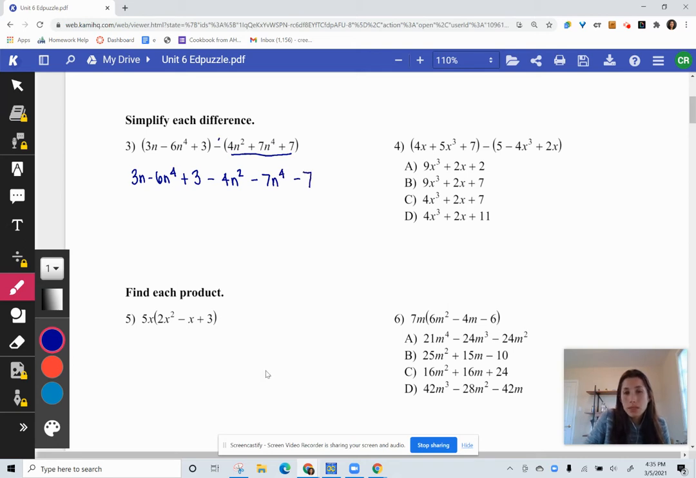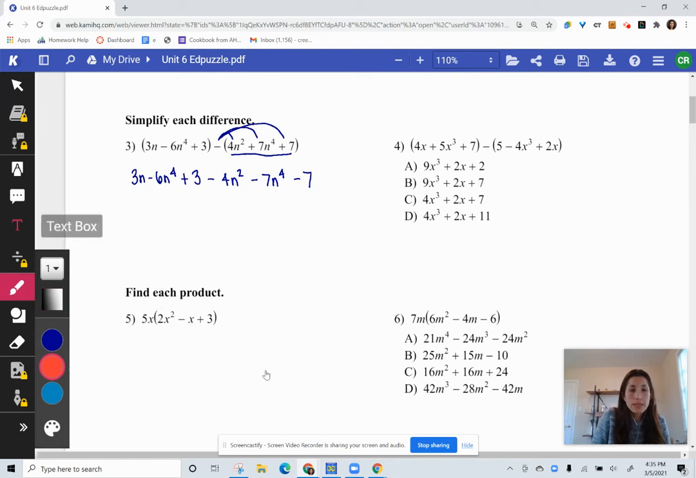Essentially this negative is distributed to each term, so it changes the sign of each term. For example, if one of these terms was negative, it would turn to a positive. And if it's positive, it will go negative, vice versa. So now all you need to do is go ahead and combine like terms.